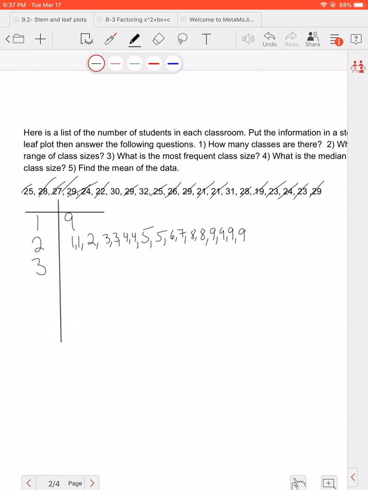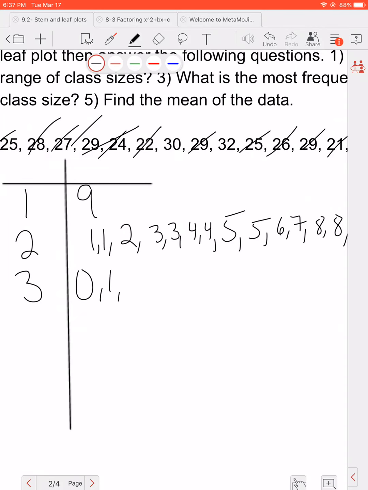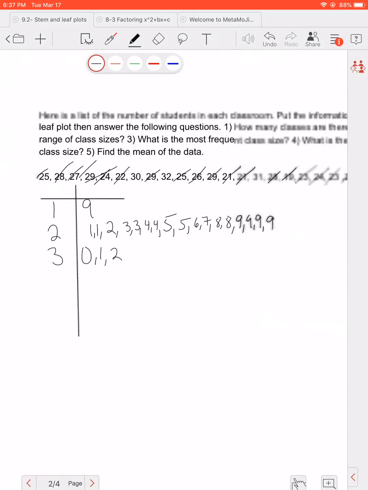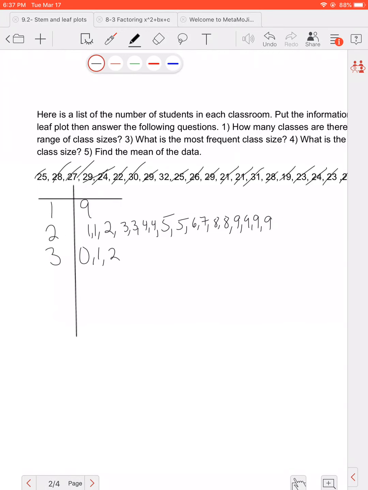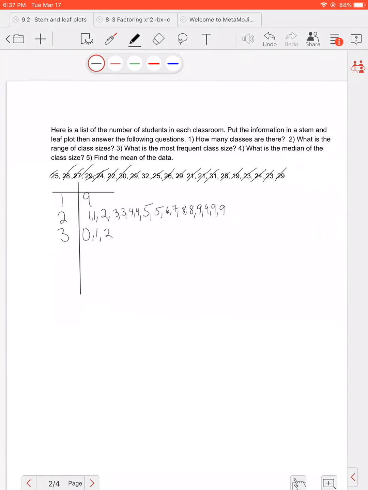It looks like we have a 31, a 30, and a 32. So I'm going to have a 0, a 1, and a 2 here. Whoops, that was a crazy 2 there. So we're going to have 30, 31, and my 32.